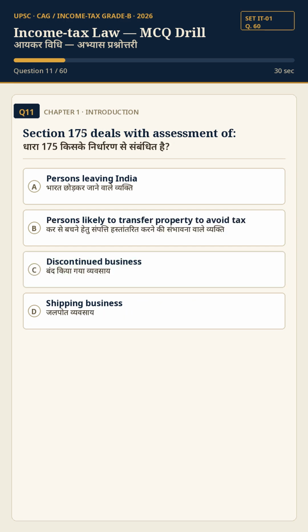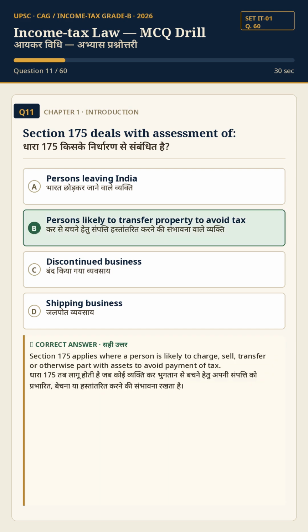Question 11. Section 175 deals with assessment of: Option A, persons likely to transfer property to avoid tax. Option B, discontinued business. Option C, shipping business. Option D, persons leaving India. The correct answer: Explanation. Section 175 applies where a person is likely to charge, sell, transfer or otherwise part with assets to avoid payment of tax.